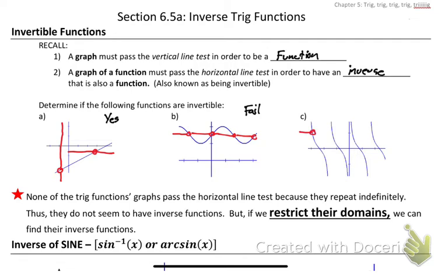Watch my horizontal line. Does it hit more than one place? Yeah, it hits actually an infinite number of times if you keep drawing. So that's a fail. That's a fail for us. That means sine, cosine, tangent, and cotangent do not have inverses that are functions. That's a problem. So what we do to alleviate that is we actually restrict their domains.